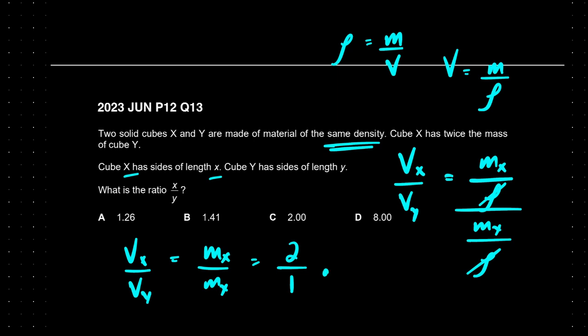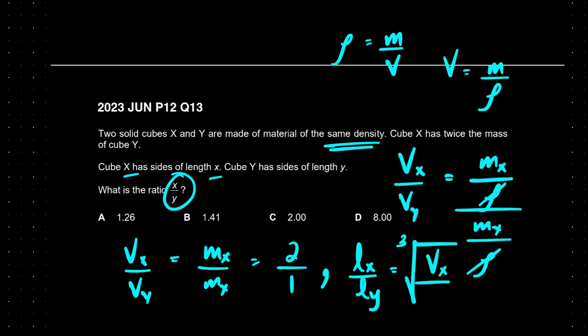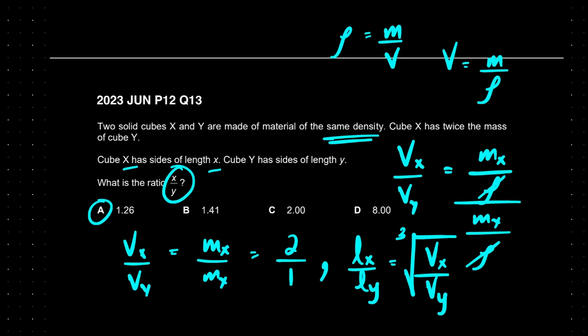And now because I need the ratio of the length of x over length of y, what the examiner calls x over y, I know it's going to be the cube root of Vx over Vy. Right? So I just take the cube root of 2. So I think this should be A. This 1.41 is the square root, so cube root should be A. All right, a pretty tricky question. You just had to recognize this relationship of the cube between the lengths and the volume, right?